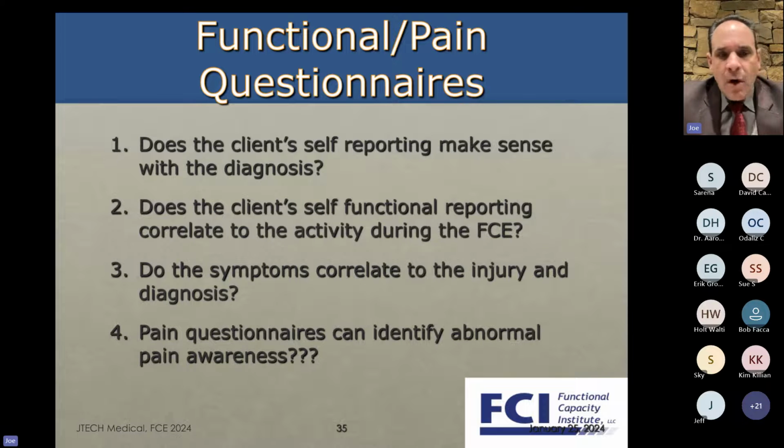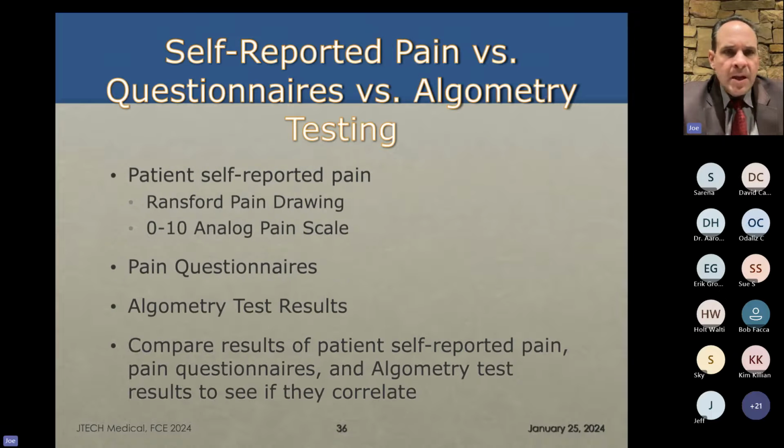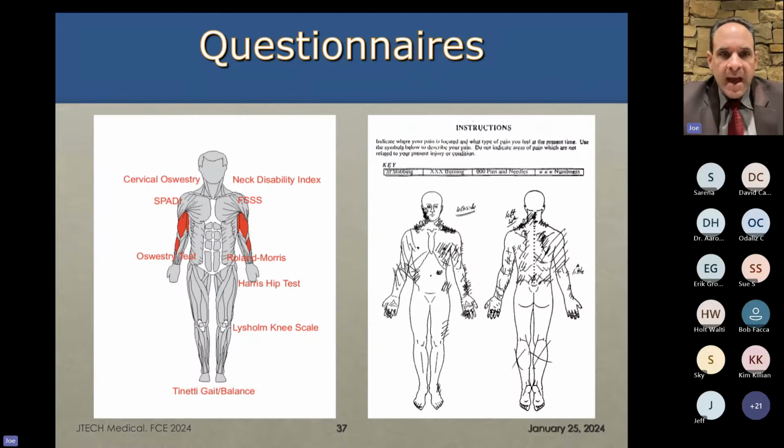There's looking at the pain drawing: do the symptoms correlate to the injury and diagnosis? And they can identify an abnormal pain questionnaire. You could put all those together to make a final determination of whether that pain is consistent or inconsistent. Again, cross-referencing multiple things that should all be carefully documented.